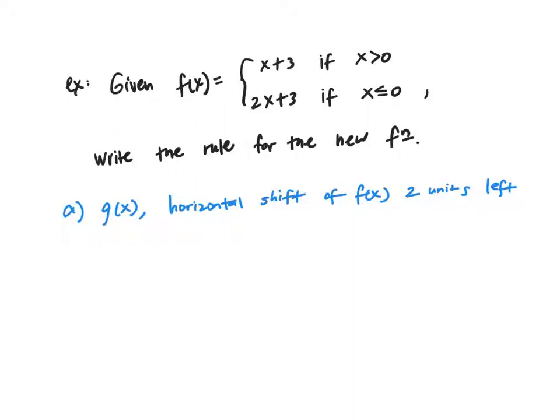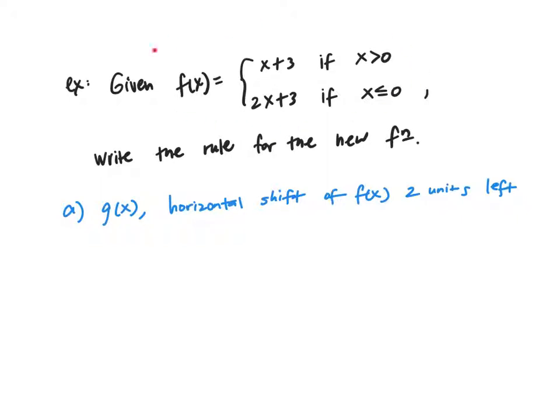So the second type of problem you need to be able to do is rewriting a piecewise function given a new rule. So given that f of x is equal to x plus 3 if x is greater than 0 and 2x plus 3 if x is less than or equal to 0, it says write the rule for the new function. So write g of x if it's a horizontal shift of f of x 2 units to the left.